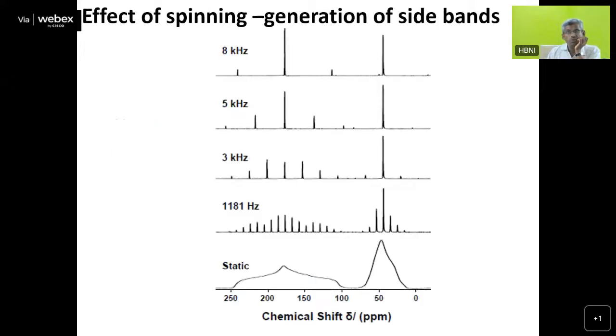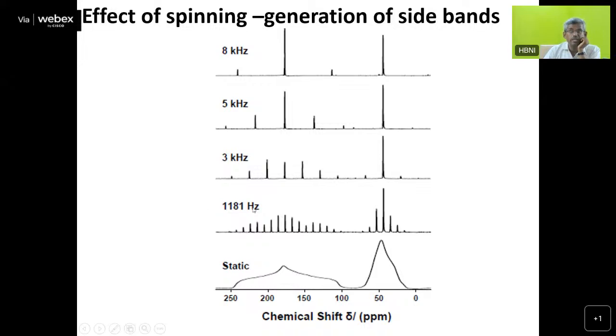Now, let us go to the situation wherein we can see what will happen as a function of spinning frequency. Here I have done a static sample, and the static NMR pattern is shown here. We can see the C double bond and CH2. Now you rotate it at different speeds. You see here I am rotating at around 1.181 kilohertz, or 1181 hertz. Then I increase the frequency to 3 kilohertz, then to 5 kilohertz, then again to 8 kilohertz. So there are some changes we see, is it not? There are definite changes. Some additional peaks are coming.